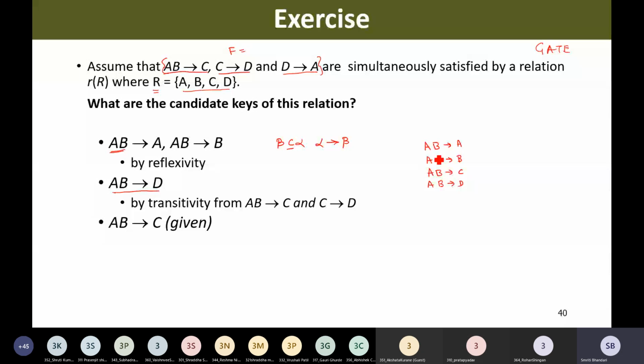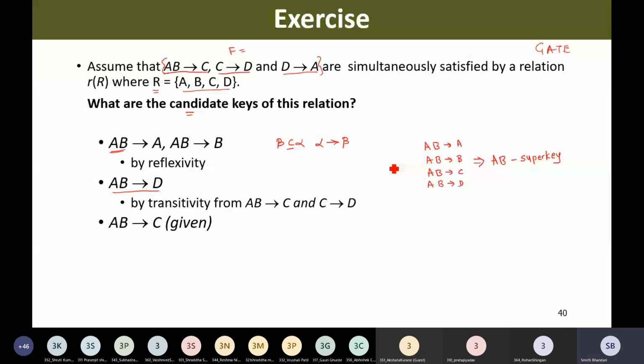Are you getting me? AB is determining all the attributes of my relation R. Okay, so if AB is determining all the attributes in the relation R, first of all, I may say that AB is my super key of the relation. But I want to find out the candidate key.